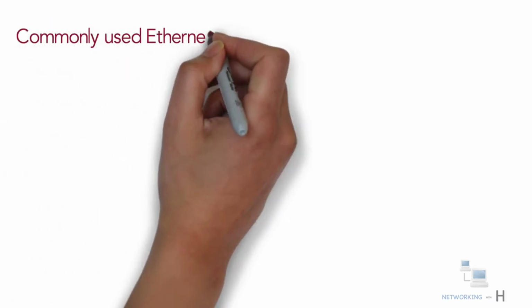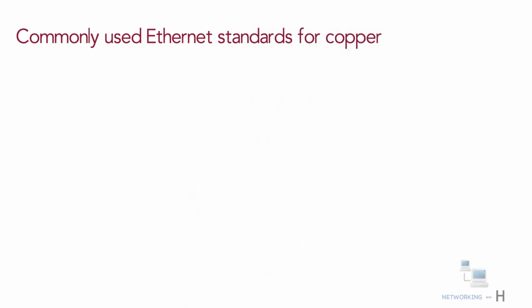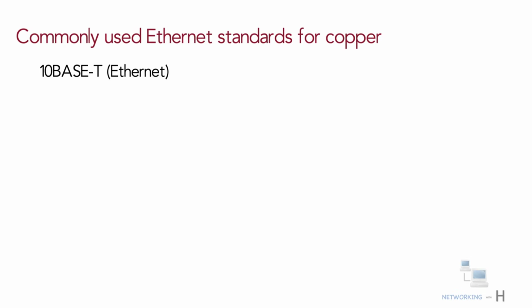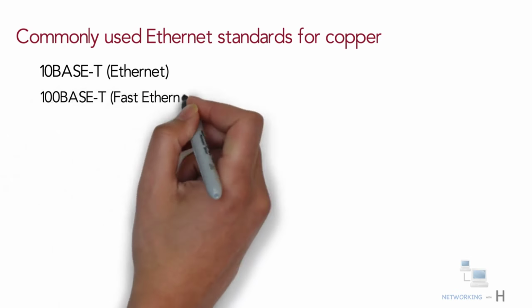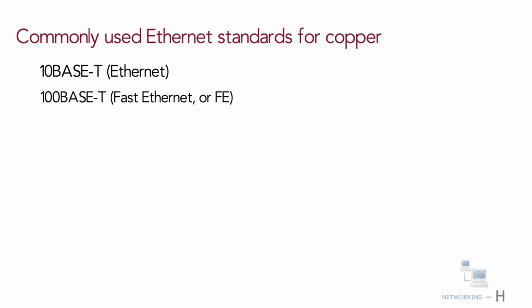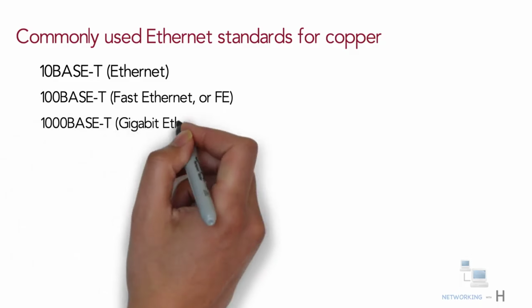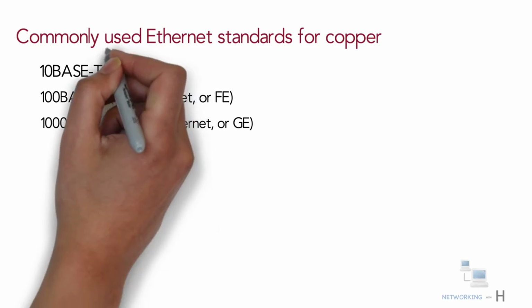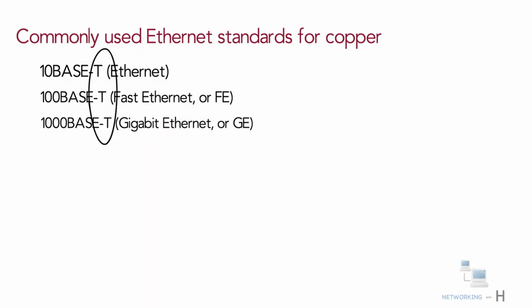The three most commonly used Ethernet standards for copper are 10BASE-T or Ethernet, 100BASE-T, also known as Fast Ethernet or FE, and 1000BASE-T, also known as Gigabit Ethernet or GE. You can identify an IEEE standard name as copper when it includes the letter T.